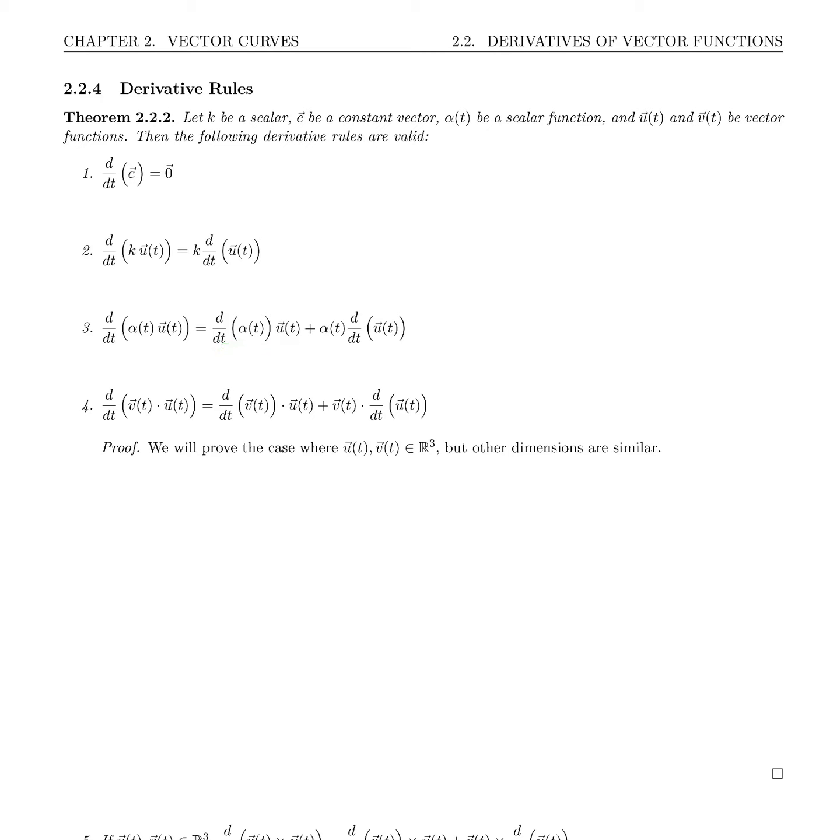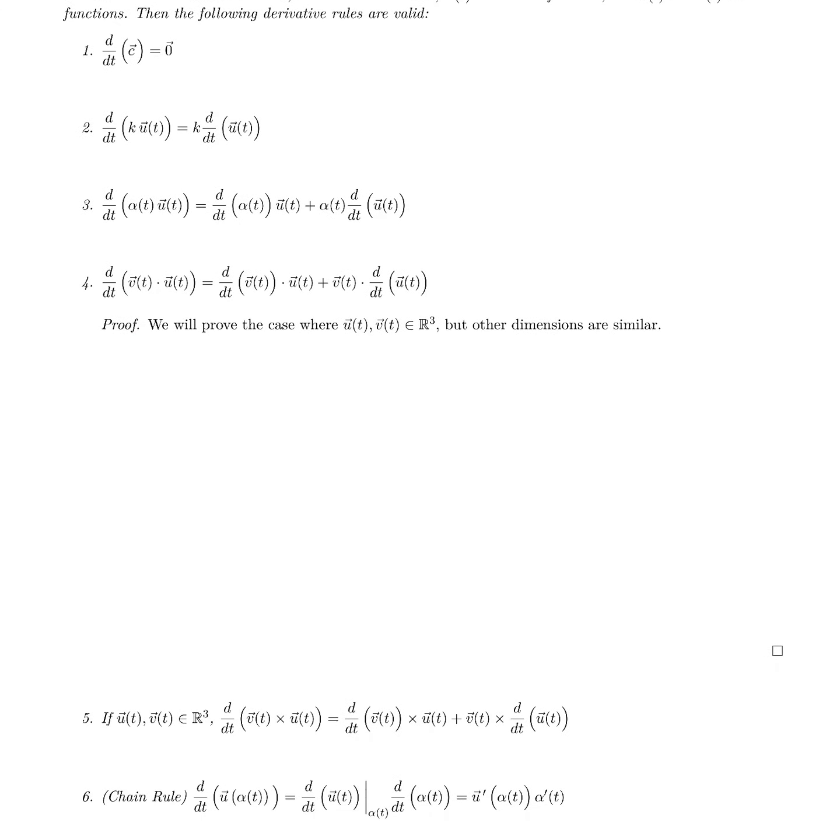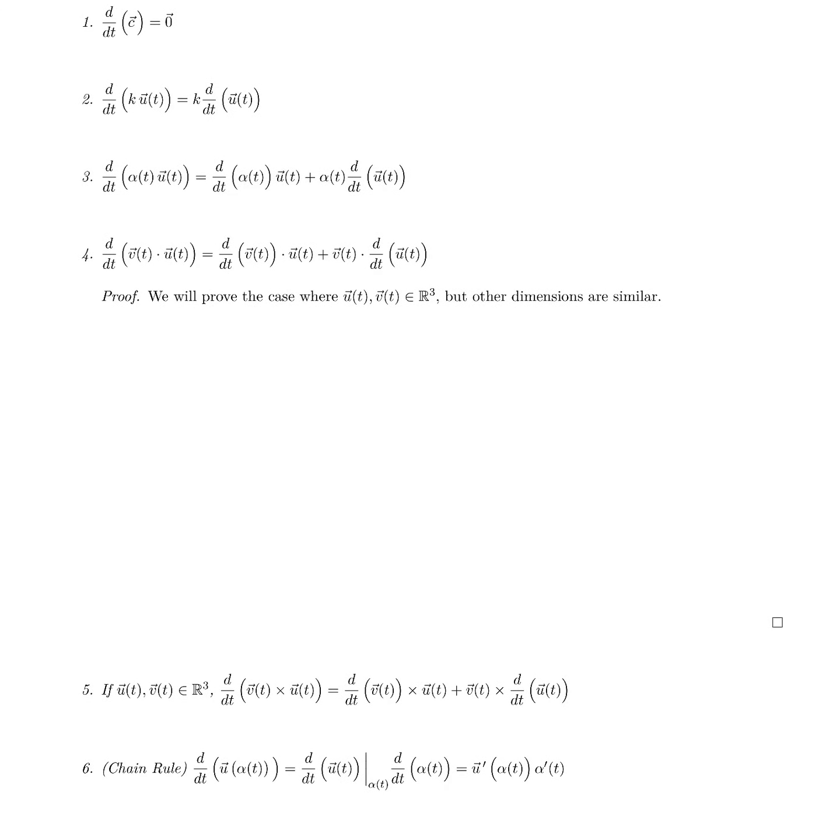plus the scalar times the derivative of the vector function. If we have the dot product of two vector functions, then we have another product rule. We have the derivative of the first vector function dotted with the second, plus the first vector function dotted with the derivative of the second. We're going to prove that in just a second. Let's read through the other two rules that we have here in our list.